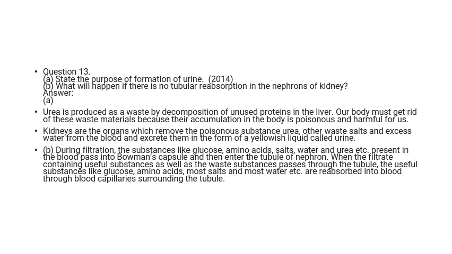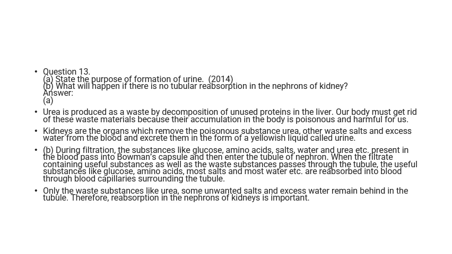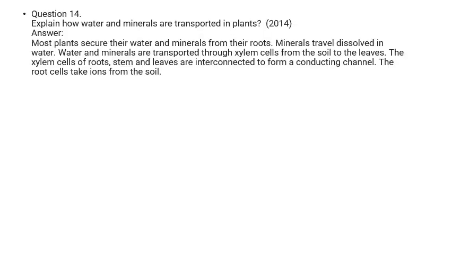When the filtrate containing useful substances as well as the waste products passes through the tubules, the useful substances like glucose, amino acids, most salts and most water are reabsorbed into the blood through the blood capillaries surrounding the tubules. So only the waste substances like urea, some unwanted salts and excess water remain behind in the tubule, therefore reabsorption is needed. The next question is, explain how water and minerals are transported in plants.